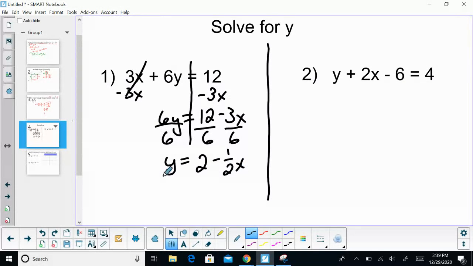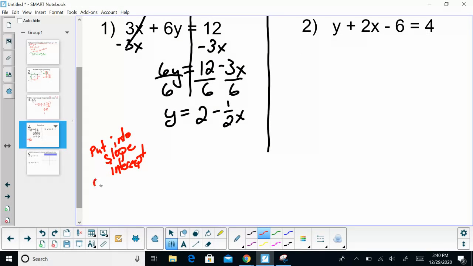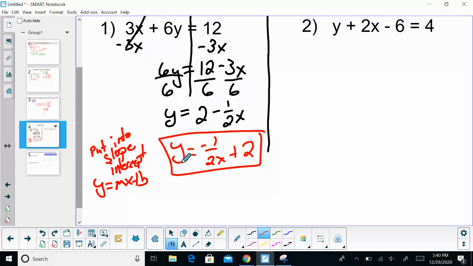And now I technically have this solved for y, but sometimes they're going to ask us to put it in slope-intercept form. Which, if you remember, looks like this. All it means is my slope comes over here first with my x. So to do that, we're just going to flip-flop the 2 and the 1/2. So I'll have y equals negative 1/2 x plus 2. And now my equation is solved for y, and it's in slope-intercept form.